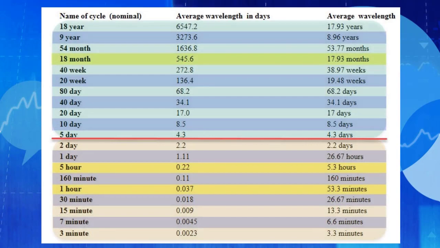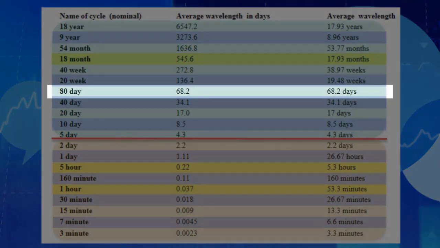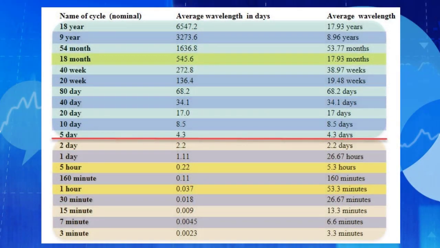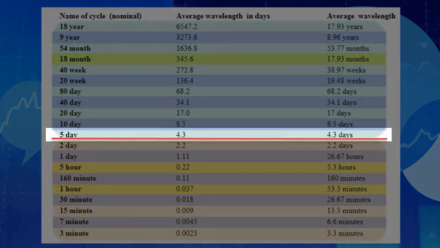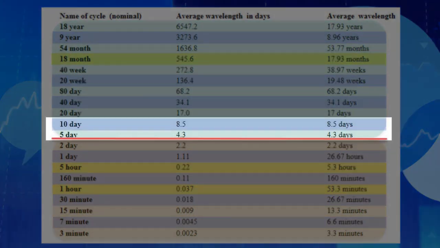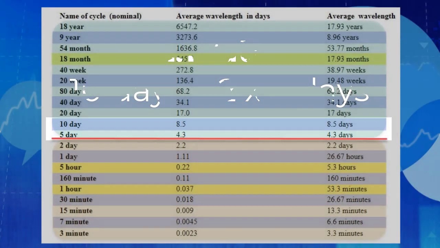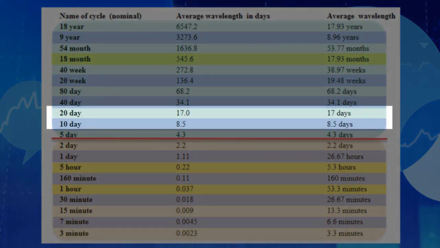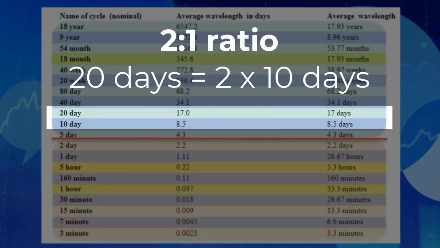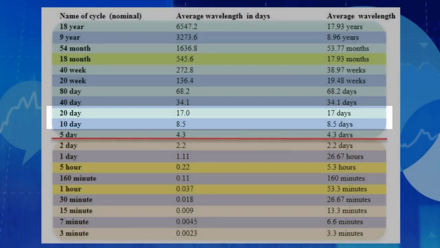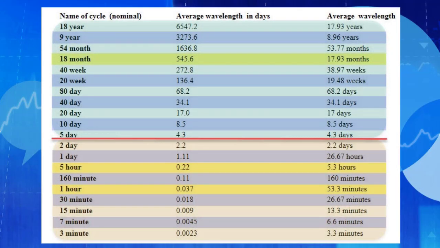You will notice that the 80-day cycle, for instance, has an average wavelength of 68.2 days. Why do we call it the 80-day cycle then? Well, because Hurst decided that the shorter cycle, being of a length of 4.3 days, would be easier to refer to as very simply the 5-day cycle. And the next longer cycle, which has a mathematical relationship, you will notice a ratio of 2 to 1 in terms of its wavelength, would then be the 10-day cycle. And the next longer cycle, again with a mathematical relationship of 2 to 1 to the wavelength of the shorter cycle, would be the 20-day cycle, then the 40-day cycle, the 80-day cycle, and so forth.